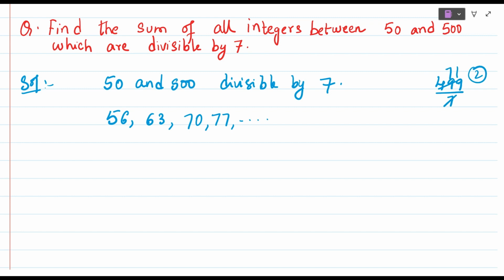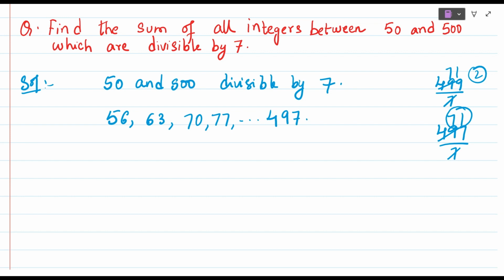So what is the number we have to take? Let us take 497 divided by 7. Here 7 sevens are 49 and 7 ones are 7. So 497 is divisible by 7. So up to 497, this is our AP, students. In this way you have to find the numbers between 50 and 500 which are divisible by 7.